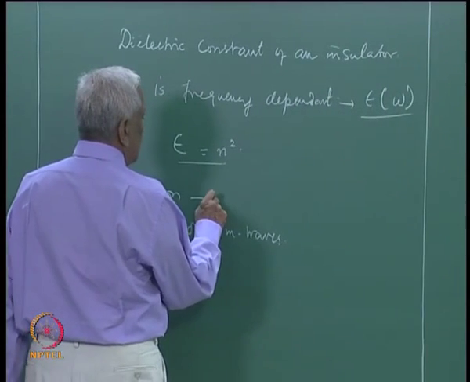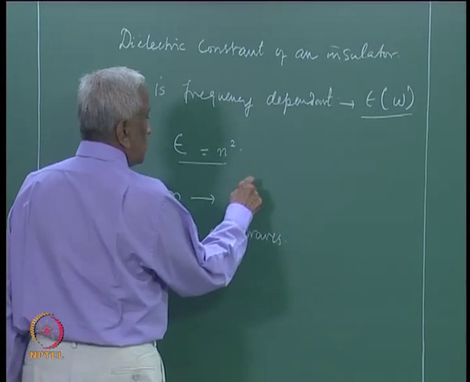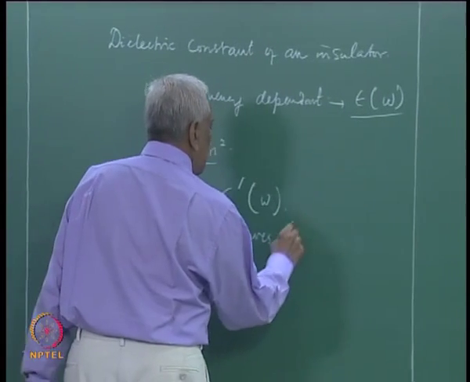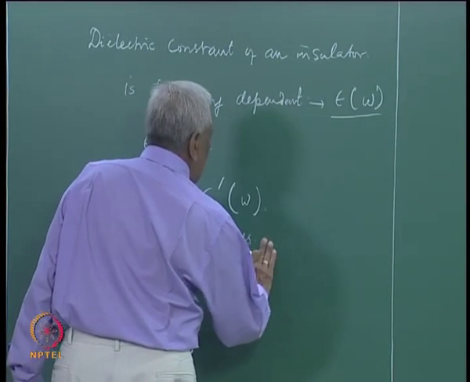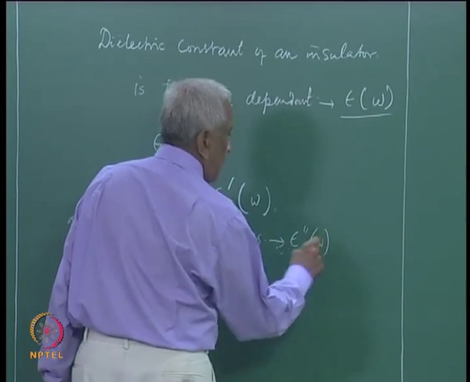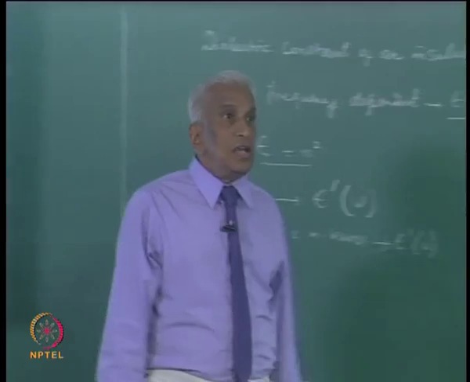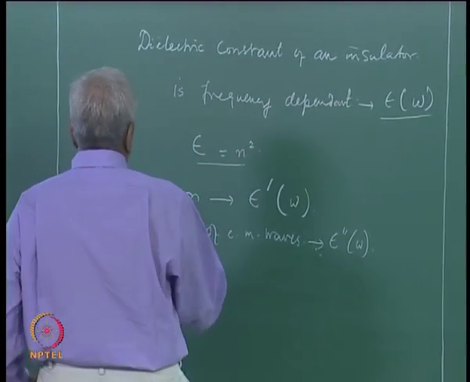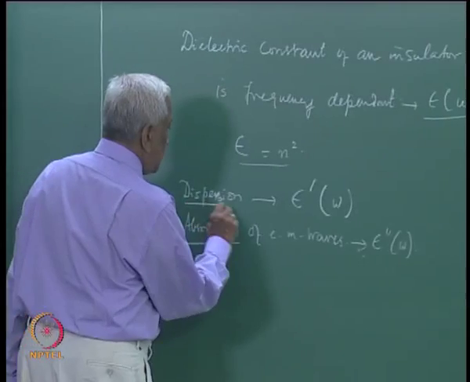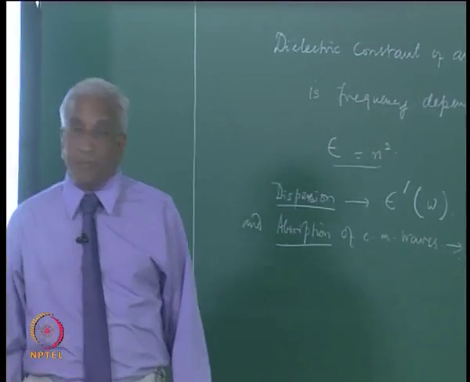So, dispersion is related to the real part of the dielectric constant, while absorption is related to the imaginary part, which in turn leads to absorption. So, we discussed the theory of this in a dielectric medium.